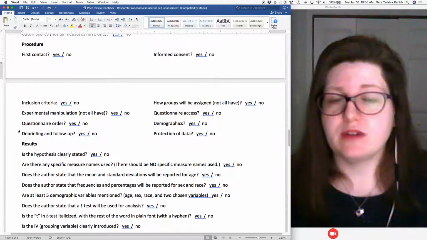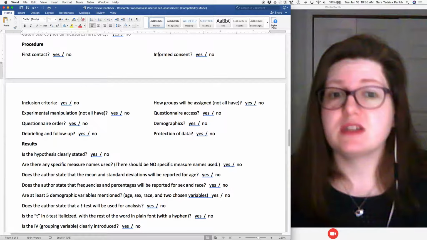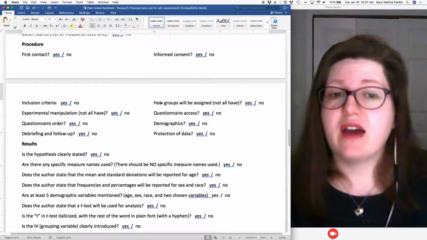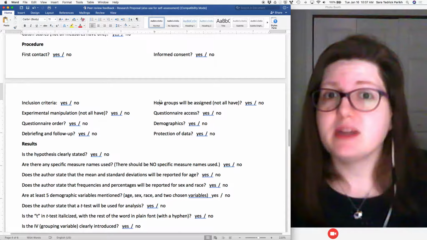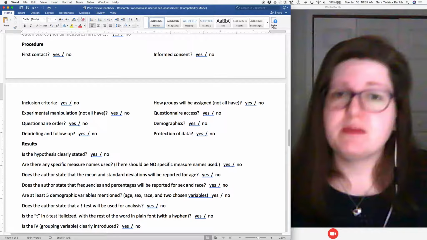For procedure, do you explain the first contact? Do you talk about informed consent? And remember, you need to use those words, informed consent. Do you talk about inclusion criteria? How groups will be assigned? Again, not everybody's going to have this. Some people will, but here it's the flip side.